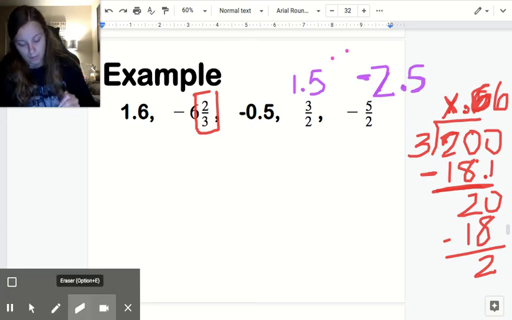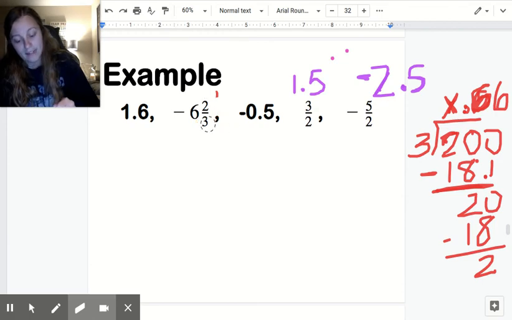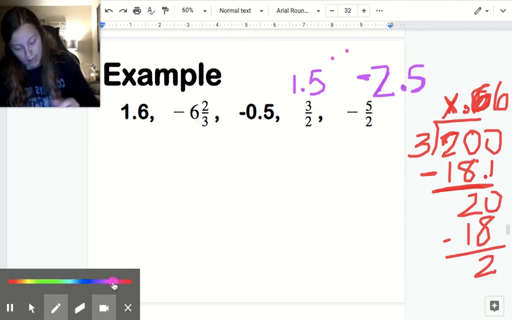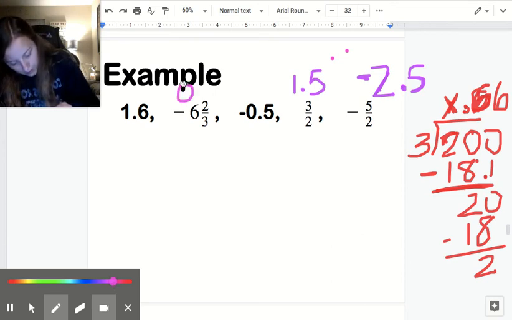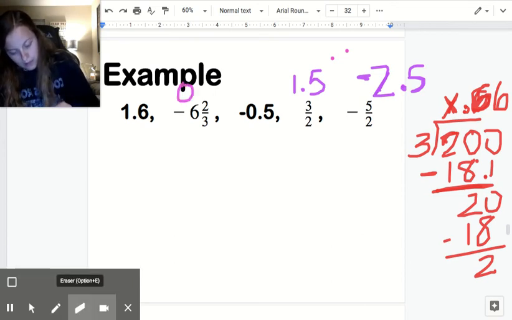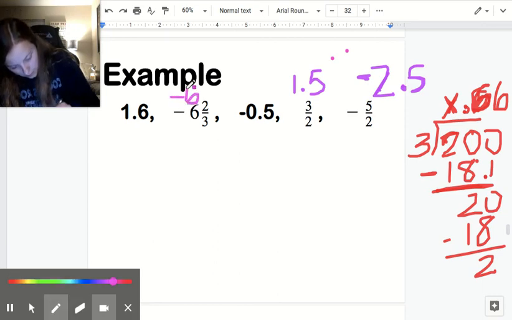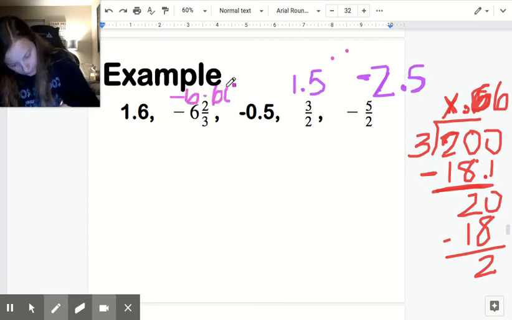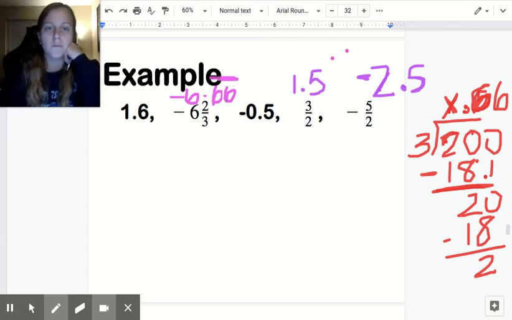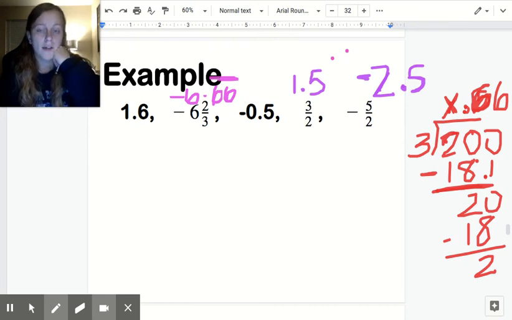So really, 2/3 is 0.66666 repeating. But I've got to remember that I have -6 in front of that 0.6666 repeating, and that's okay. So really, this is -6.666 repeating. I can put the line above it to help me see. So now I'm ready to order them.